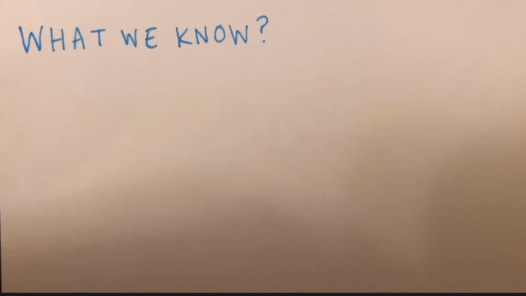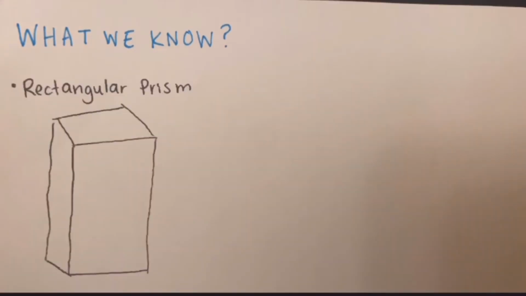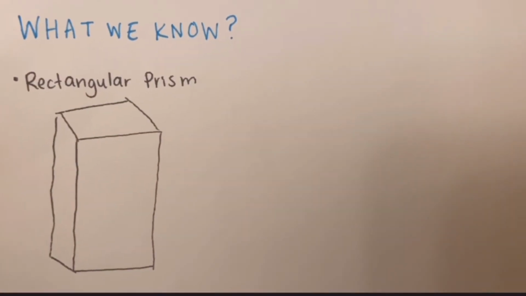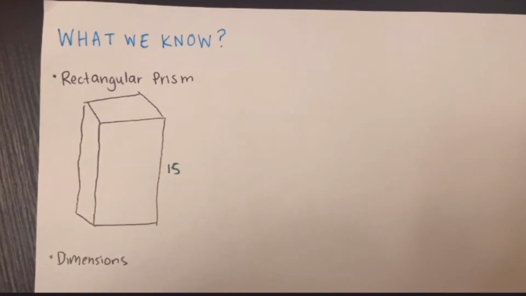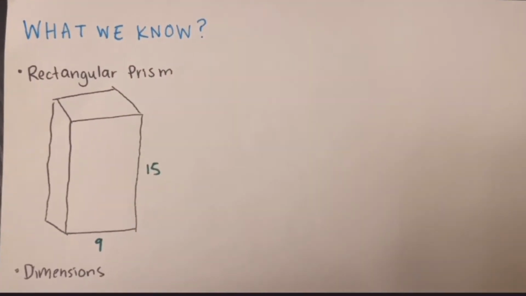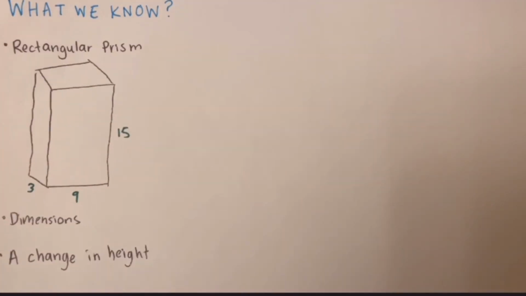Before we start solving the problem, we'll go over what we know. We know that the shape of the bottle is a rectangular prism. We also know the dimensions of this prism. It is 15 centimeters in height, 9 in length, and 3 in width. We also know that there is a change in height. Remember that this is not a change in the height of the bottle, but of the liquid inside the bottle.